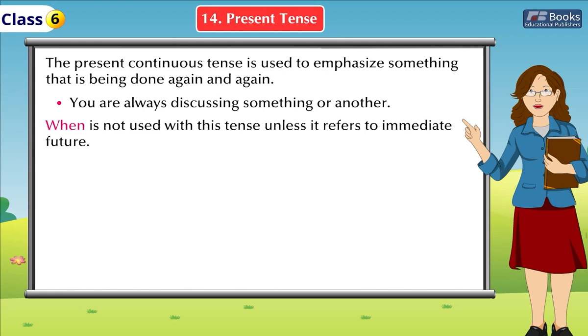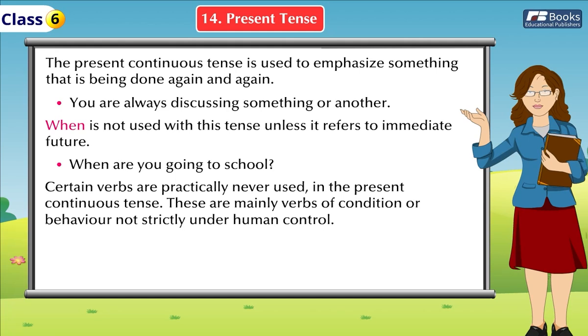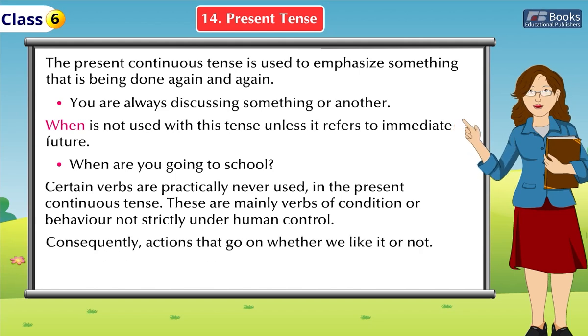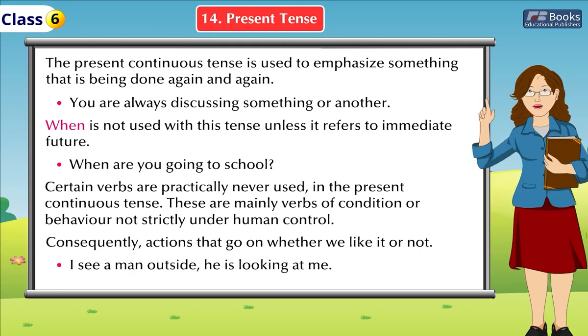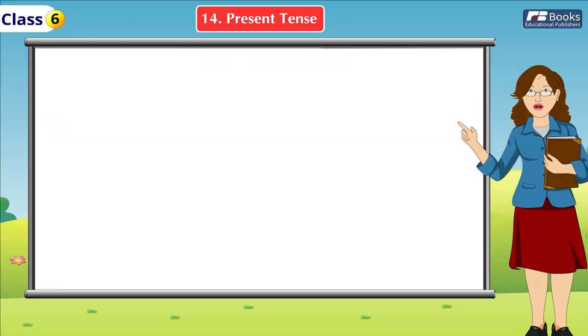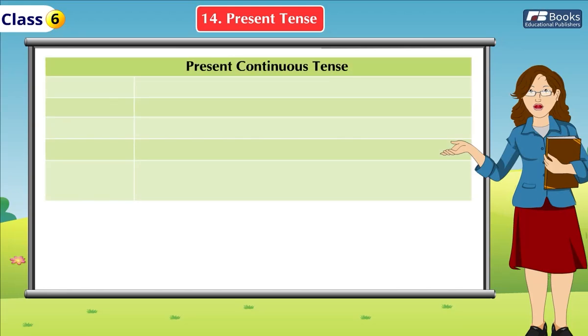When is not used with this tense unless it refers to the immediate future. When are you going to school? Certain verbs are practically never used in the present continuous tense. These are mainly verbs of condition or behavior, not strictly under human control. Consequently, actions that go on whether we like it or not. I see a man outside. He's looking at me.